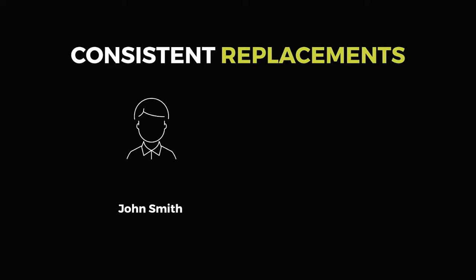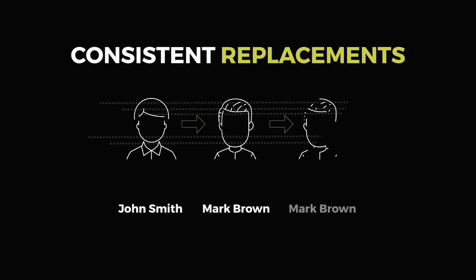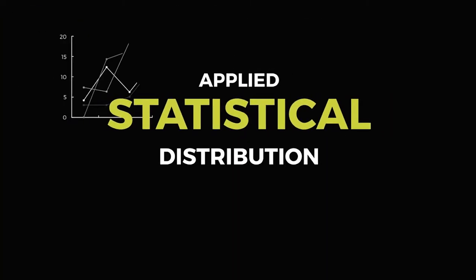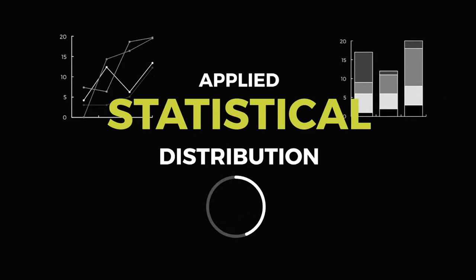Consistent replacements: for example, John Smith gets replaced with the same replacement name each time, thus enabling analysis of this customer over time, but without revealing their identity. Both the random and consistent replacements can have statistical distribution applied to them, ensuring the replacements are of similar statistical value to the original data, therefore making any re-identification more difficult.